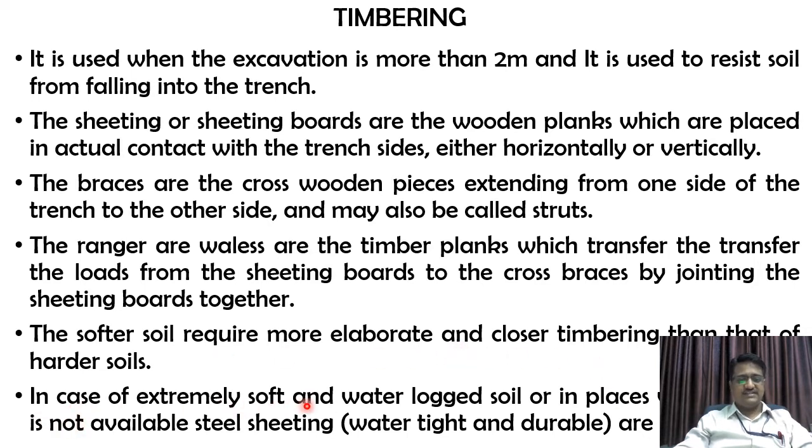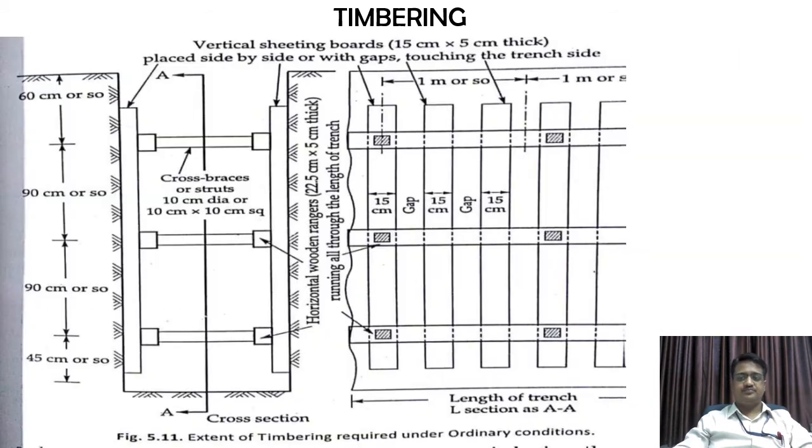In case of extremely soft and waterlogged soils, or in places where timber is not available, steel sheeting, which is watertight and durable, is used. So in case of very soft soil and waterlogged soil, or when timber is not available, steel can be used as a part of this particular timbering or braces system. In the next slide, let us see the figure and try to understand it.